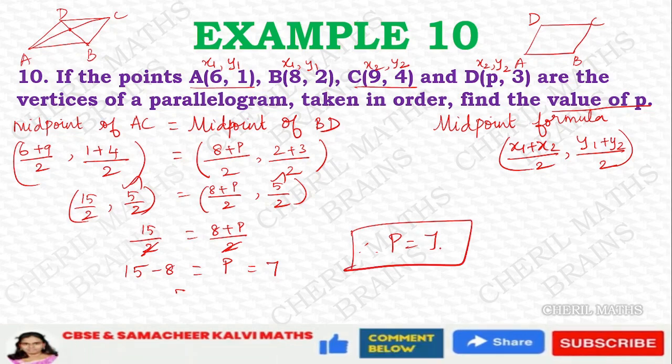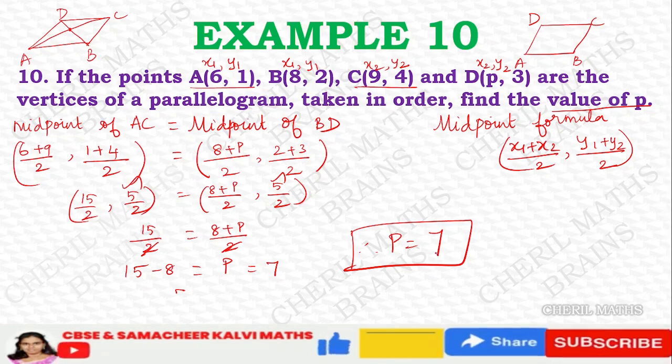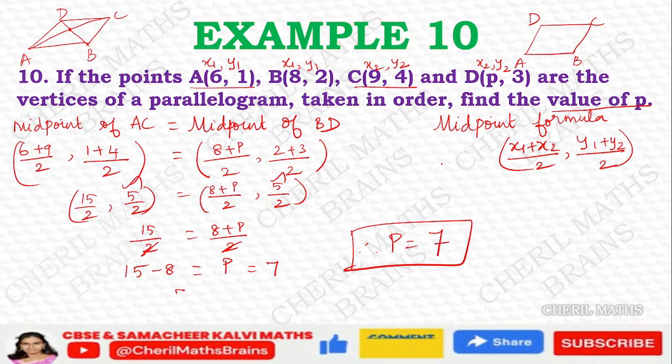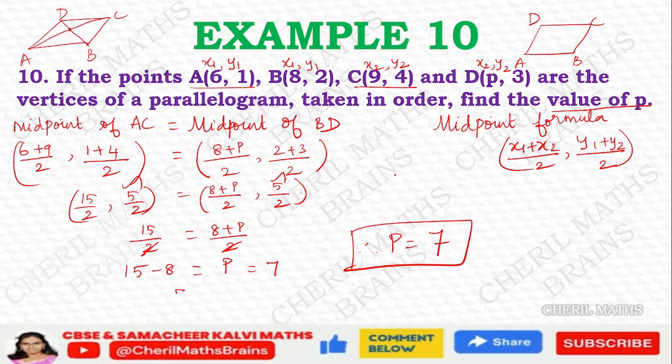So it is very easy. The value of p is going to be 7 here. How have we done it? We are doing it by checking for the properties of the parallelogram.